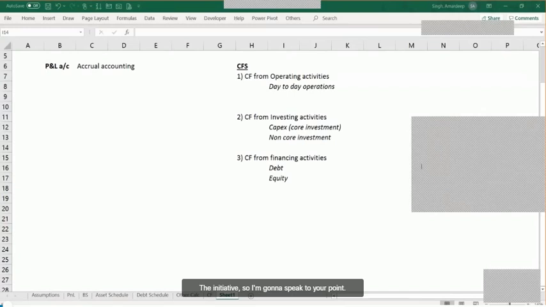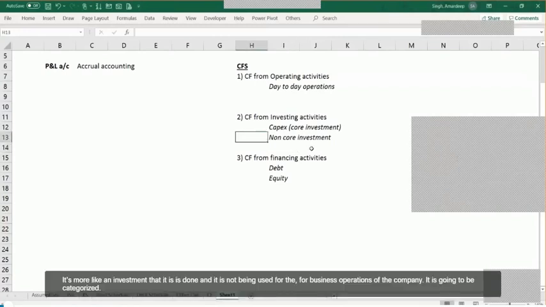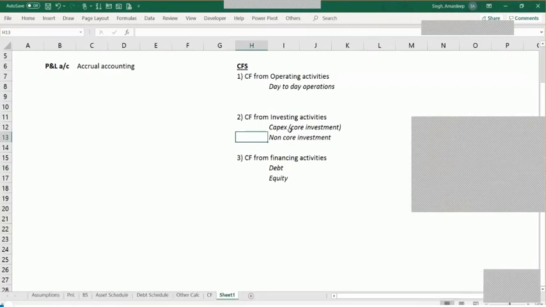So Amanpreet, to your point, earning from investment of excess cash will be non-core. Definitely yes. So any asset which is used for other than its business activity is going to be non-core. So the point is that if there is an asset, it's more like an investment that is done, and it is not being used for the core business operations of the company, it is going to be categorized as a non-core investment.